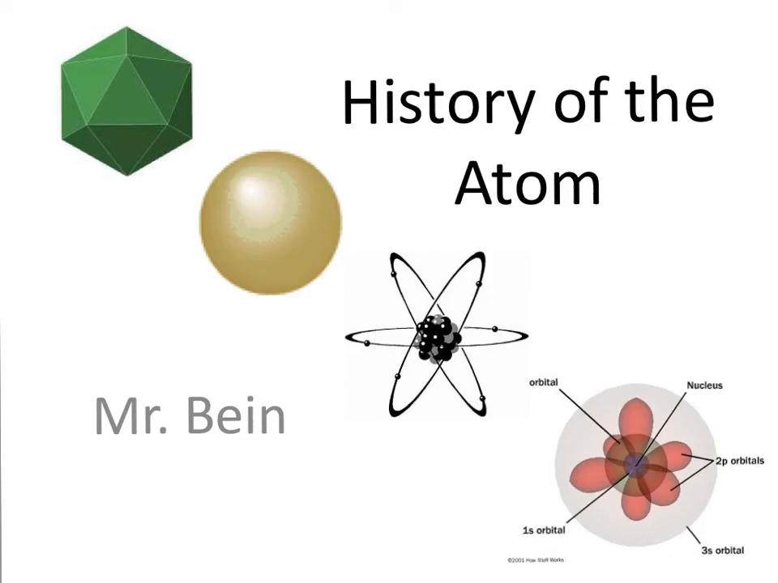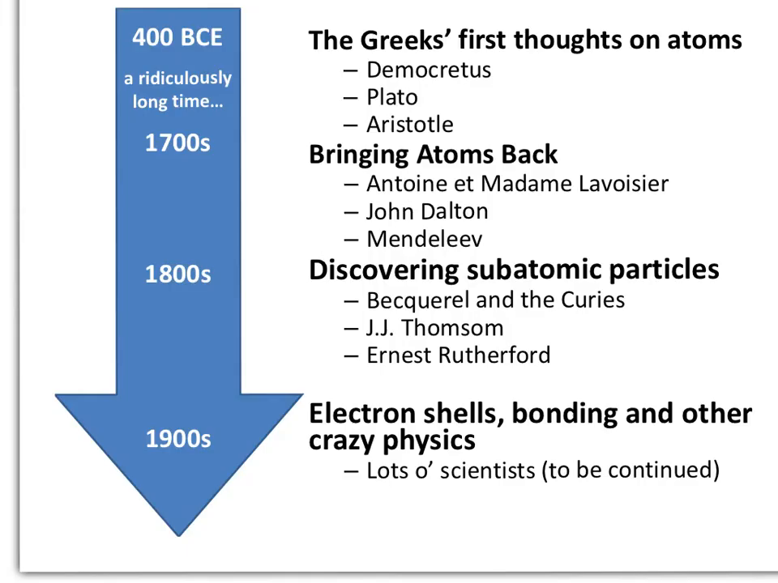The history of the atom. The idea of the atom has a very long and complex history. Their existence was first proposed in the 400s and debated amongst the Greeks. It was then brought back in the 1700s by several researchers that we'll talk about. Then in the 1800s, parts of atoms, or subatomic particles, were studied by several other researchers, and all of this culminated in a modern understanding of atomic theory.